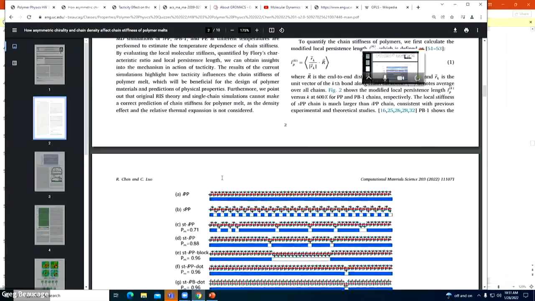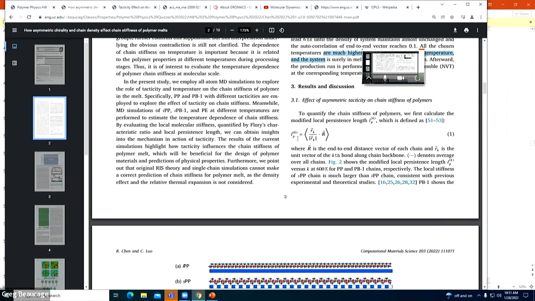And then this is how he calculates it. So he takes his chain.